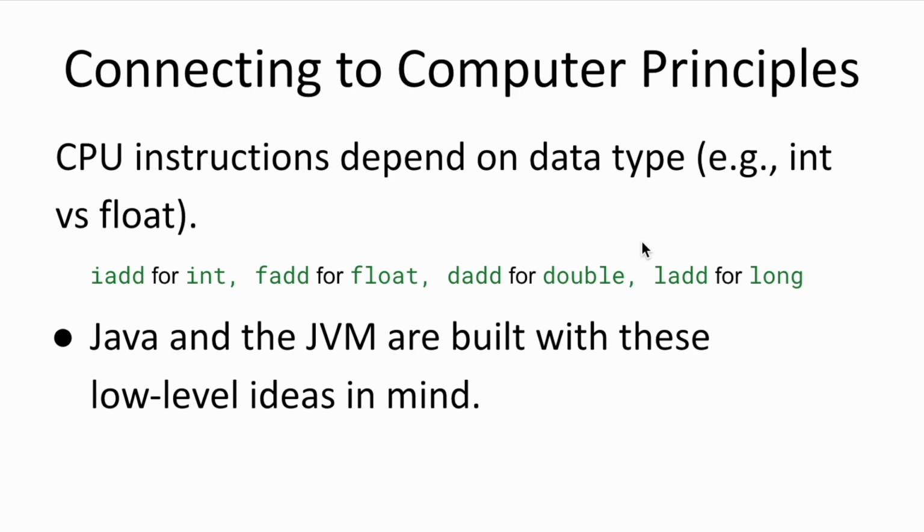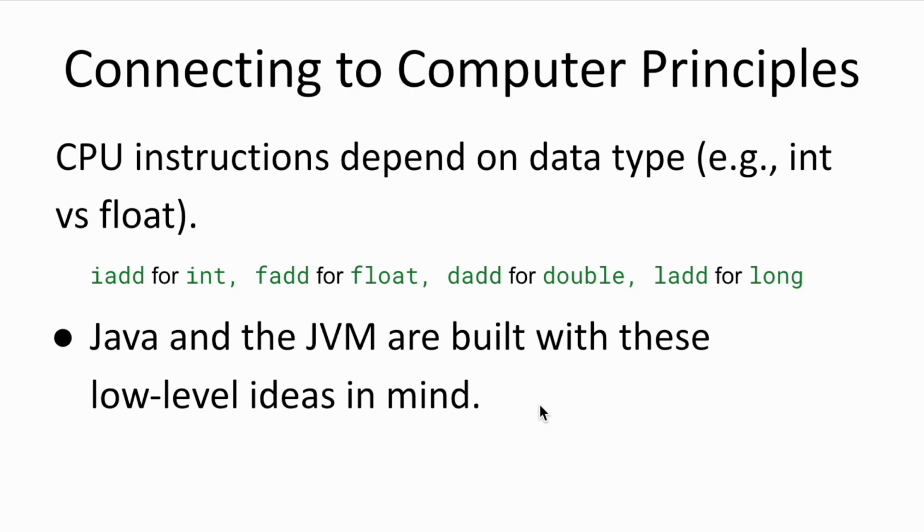Also, at the hardware level, a single variable type like int or float tells the compiler and the CPU how many bits to operate on, what kind of math rules to follow, which registers and execution units to use, and what kind of overflow or rounding behavior to expect. Without clear typing, the CPU wouldn't know what to do, or worse, it might do the wrong thing. Java and the JVM are built with these low-level ideas in mind.